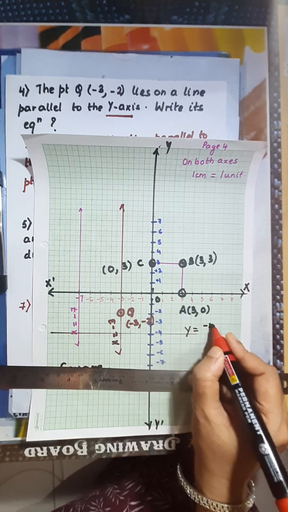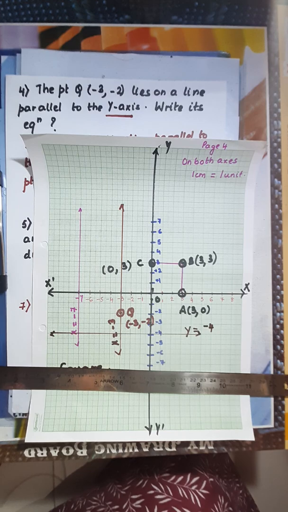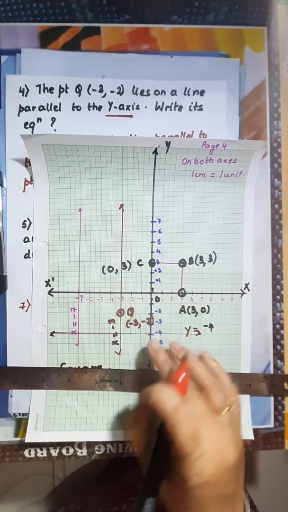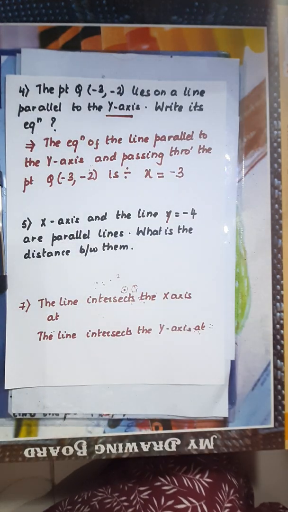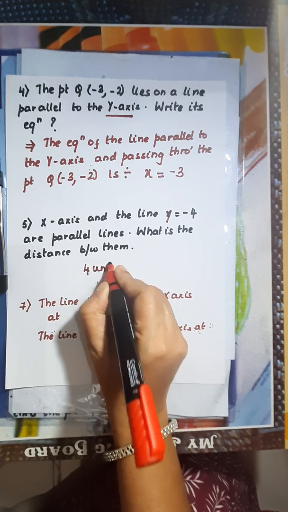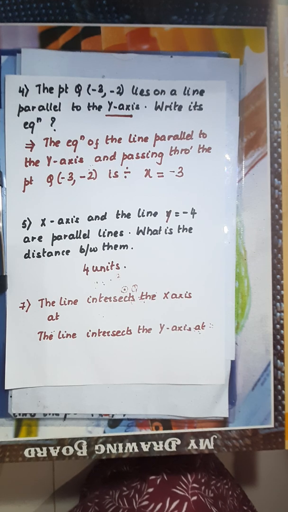Right? What is the distance between them? The distance between them is 1, 2, 3, 4. So what is the distance between them? The distance between them is 4 units. Okay, the distance between them is 4 units.